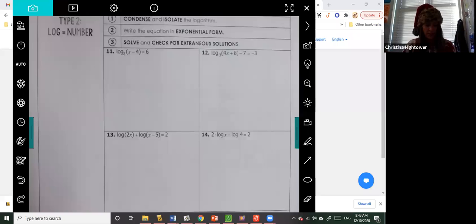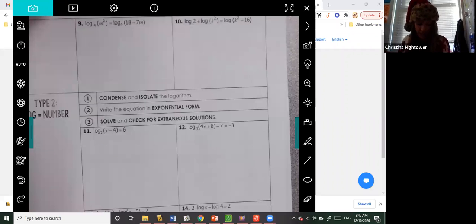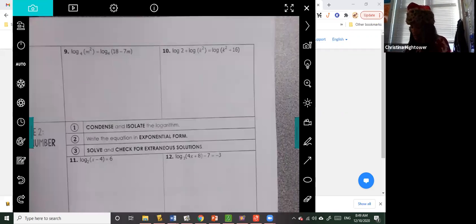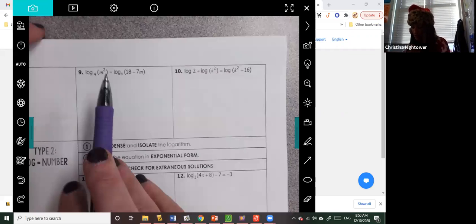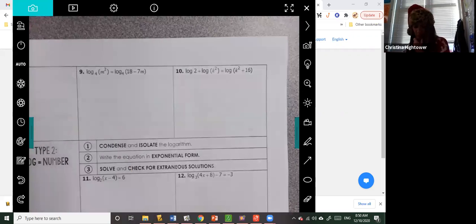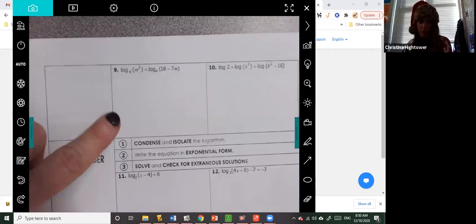Let's look at maybe number 10, because it kind of gets a little crazy, and so does number 9. Both of these are good examples, and it doesn't really matter which one I do. I think I'm gonna do number 9.